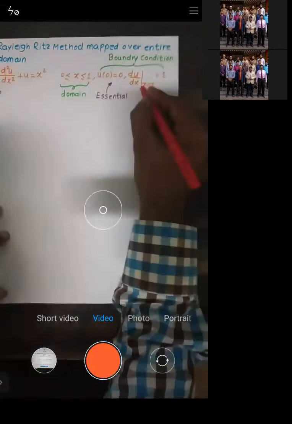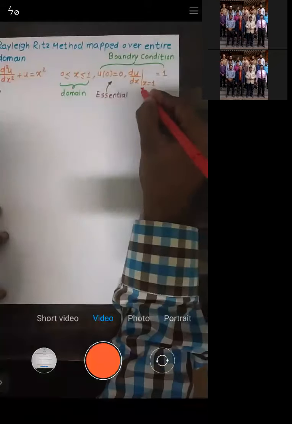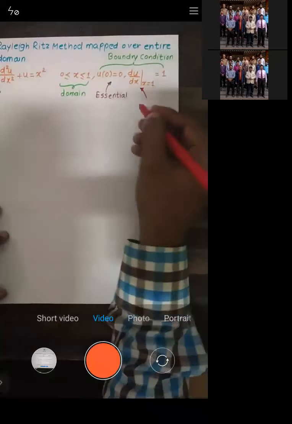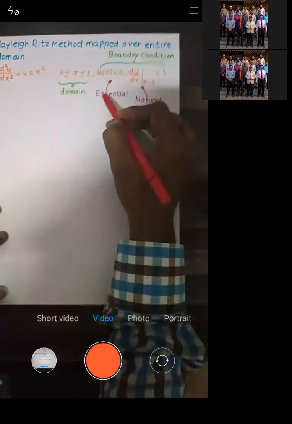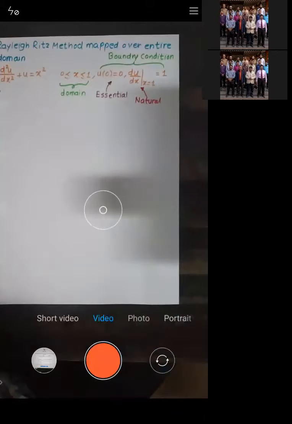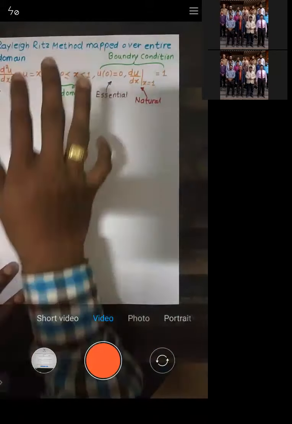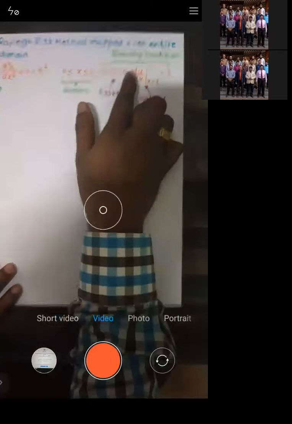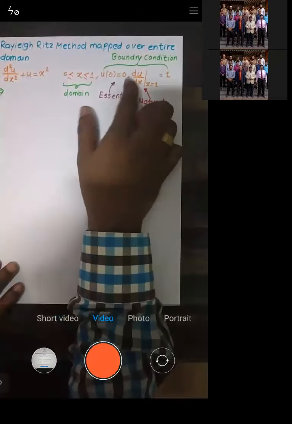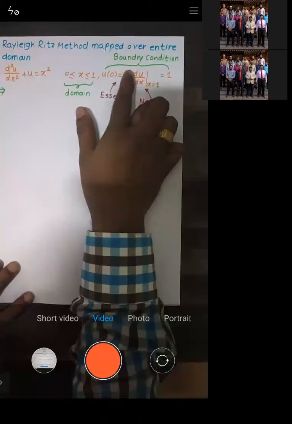Now this one is not in the form of u, it is in the form of du by dx. So this is called a natural boundary condition. Try to understand. One is essential and the second is natural. And you remember in the Rayleigh-Ritz method, we will be applying only the essential boundary condition.